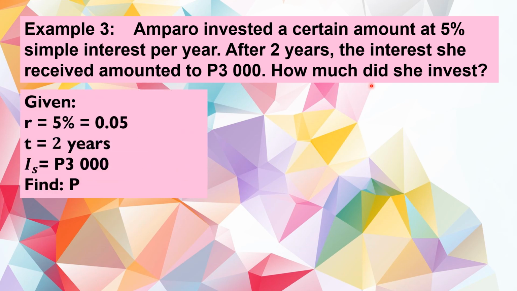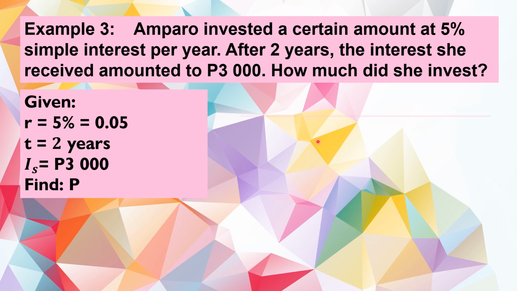So, what are the givens in the problem? We have 5%. That 5% is our rate, and 5% can be written as 0.05. And our time is 2 years. And then, our interest amounts to 3,000. So we're going to find P.